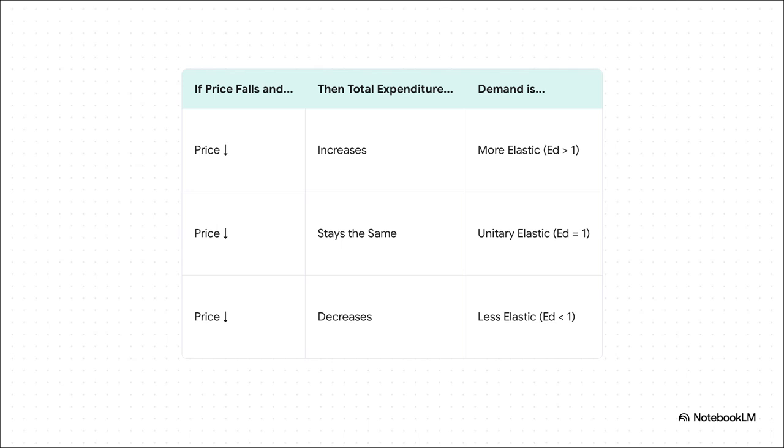Okay, another MCQ alert for you. This is the total outlay method, and it comes up on exams a lot. Basically, this table is your best friend. The key thing to remember is the relationship between price, total spending, and elasticity. For example, if a price goes down and total spending goes up, that tells you demand is elastic. Why? Because the increase in quantity sold was so big it outweighed the lower price.